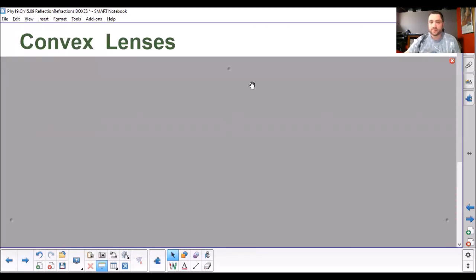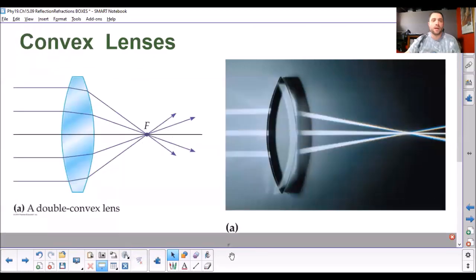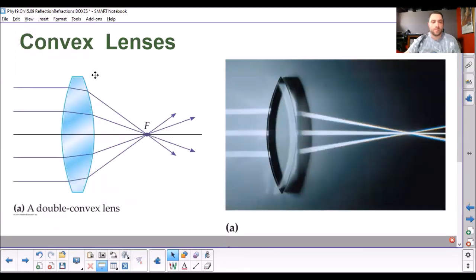A convex lens, on the other hand, looks like this, and it's the opposite of a concave, and it's going to focus your light beams. So your light beams come in and they focus at a central point beyond the lens.